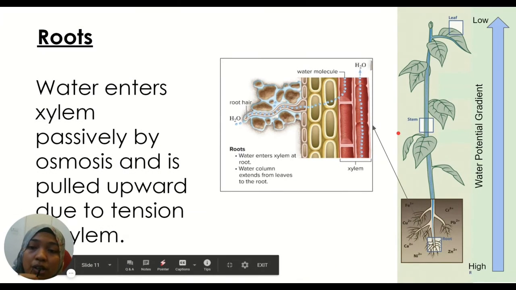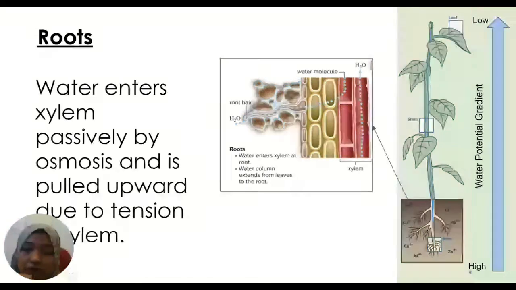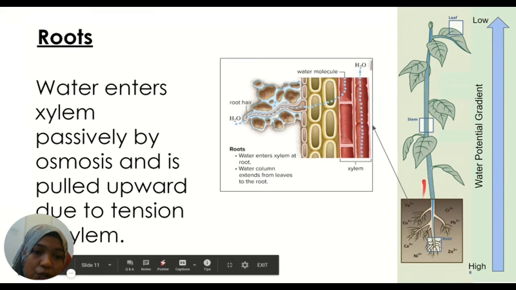I will start at the roots, where the water enters the xylem passively by osmosis, as I have explained earlier, and is pulled upwards due to the tension of the xylem. As you can see in the photo, the water from the soil enters the xylem at the root. This is the root, and this is the xylem. And this water column of xylem extends from here to the leaf.